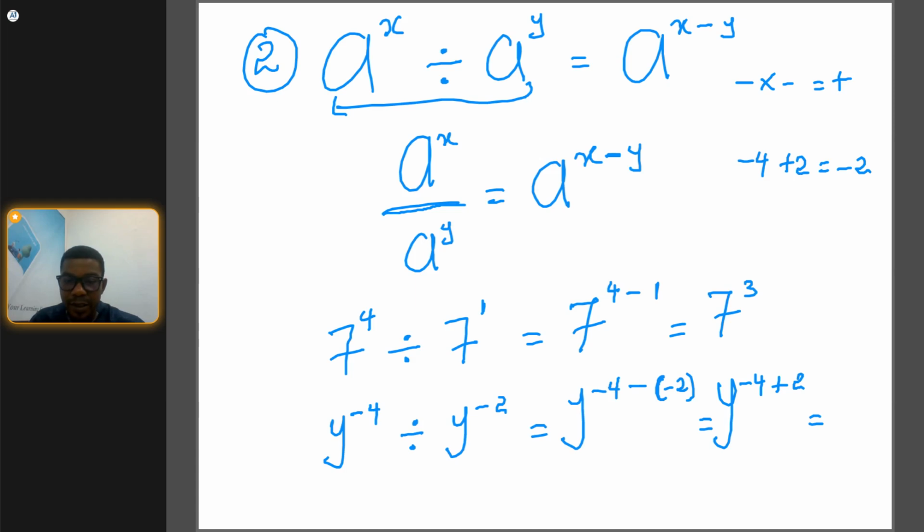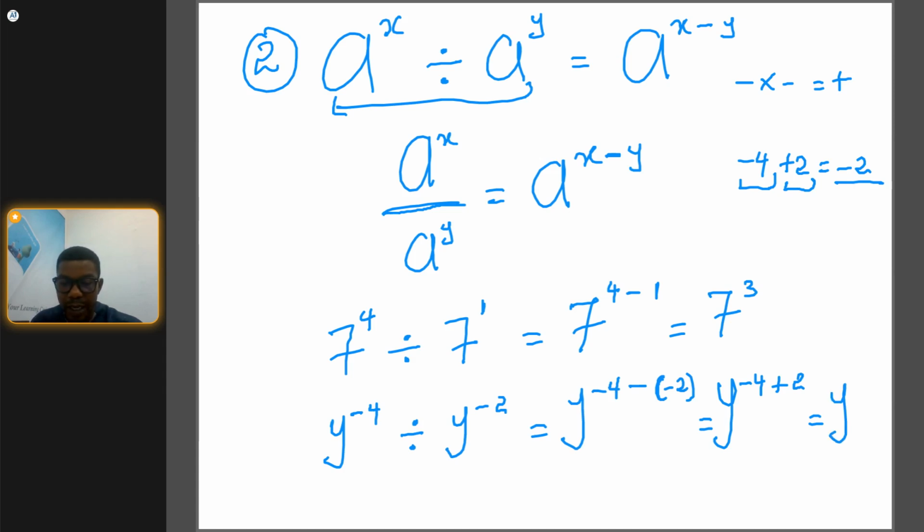I believe you understand that. You are owing 4 naira. Let's assume it's money. Minus means you are owing someone, and in your pocket you have 2 naira which belongs to you. When you pay out, plus means that you are paying out the 2 naira out of the 4 naira you are owing. So if I pay 2 naira and I was owing 4 naira, after paying 2 naira, I'm still owing another 2 naira. That is why minus 4 plus 2 is minus 2.